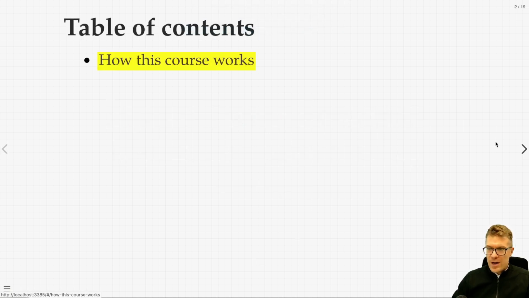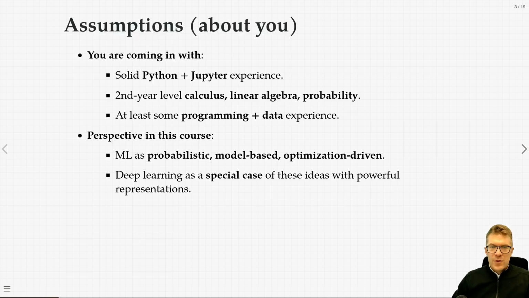So, we'll talk about how this course works. First of all, it works largely because of you. I assume that because of your prerequisites and because of the nature of this third year class, you already have a good amount of Python or Jupyter experience, that you have at least second year level calculus ability, linear algebra, and probability. You have some programming and data experience. This goes beyond just rudimentary Python and Jupyter experience, but you know how to formulate problems and work with data sets.